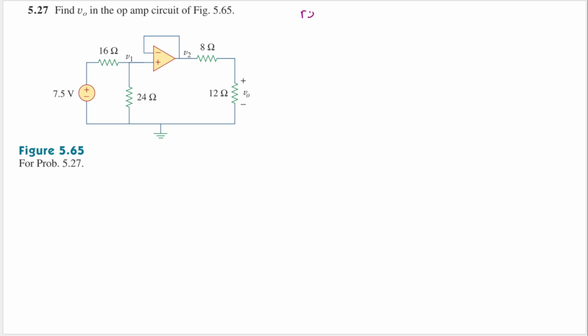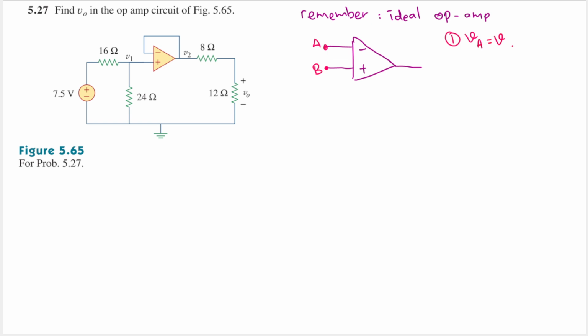Let's remember some properties of an ideal op-amp that will be very helpful to solve this problem. If I have an op-amp here, let's draw it, with the negative terminal here and the positive terminal here. If this is node A and this is node B, they have the same voltage. That is the first property of the op-amp. So VA is equal to VB.